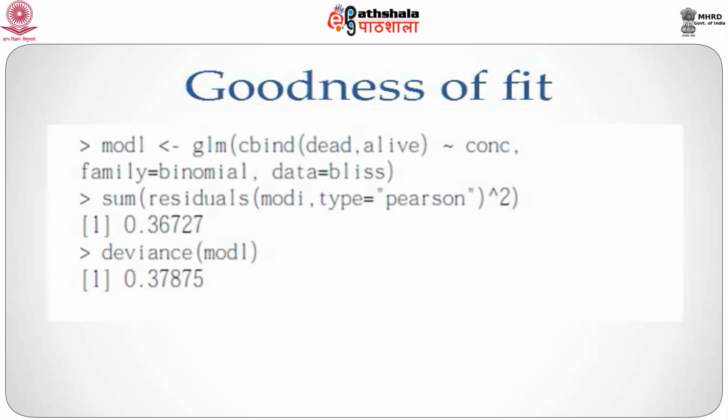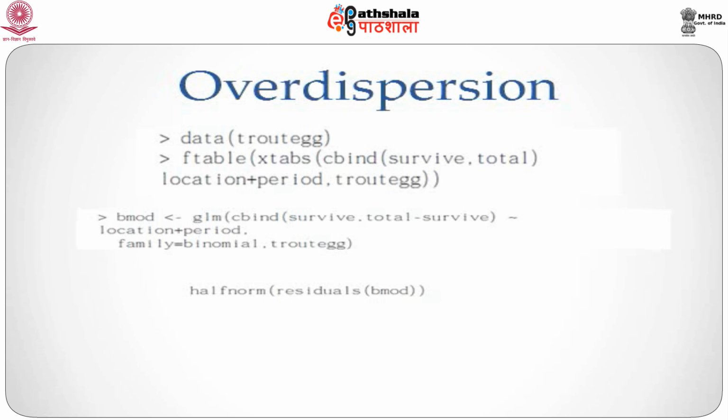The better and more natural measure to use for goodness of fit is, however, the deviance measure, and this can be returned by using deviance modl, the derived function deviance on the modl object.